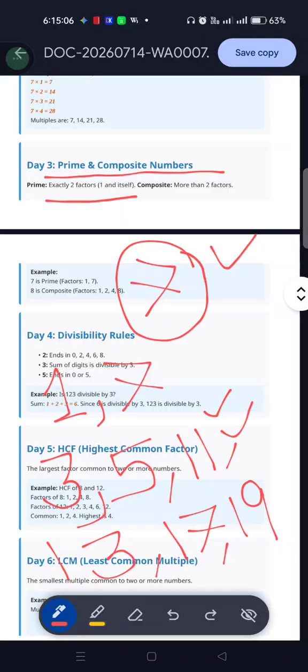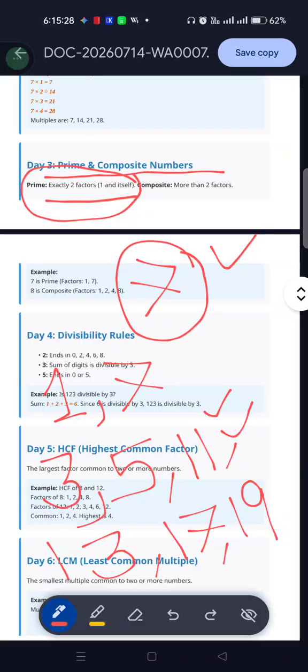As 7, you can divide 7 by 1, you will get 7, and also you can divide by 7. So okay, you will get 1. So these are the prime numbers. Prime numbers are the numbers which have exactly two factors, 1 and itself. You can learn this definition from here.